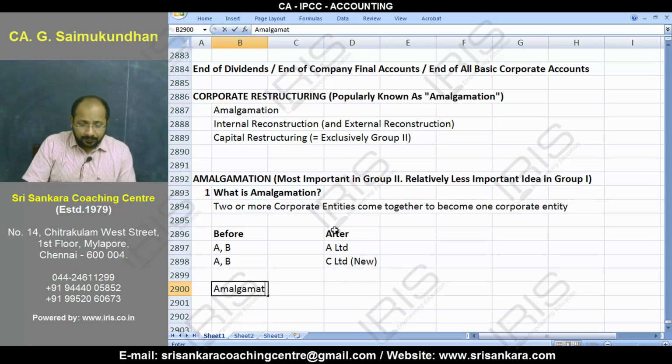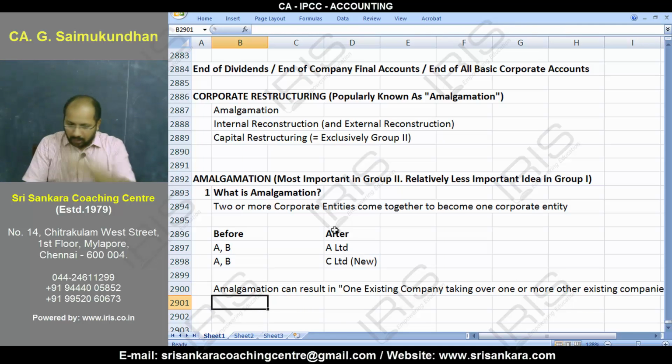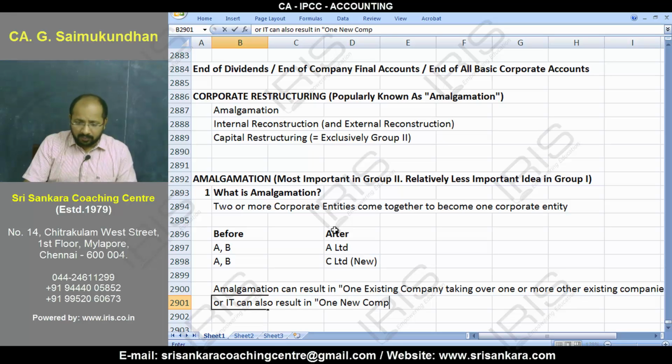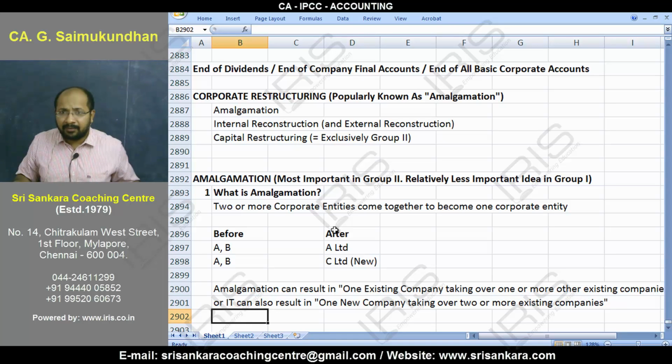So amalgamation can result in one existing company taking over one or more other existing companies. Or alternatively, it can also result in one new company taking over two or more existing companies. Are you able to follow? Amalgamation can happen not just between two existing companies. There is always a buyer, but the buyer need not always be an existing company. The buyer can also be a new company that is being formed.